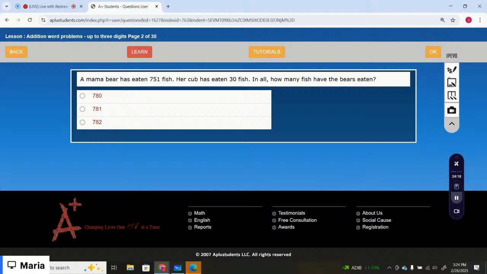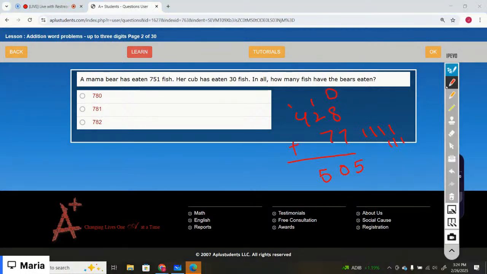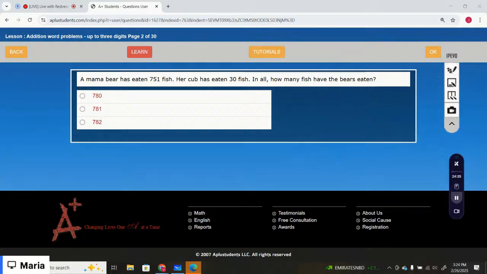751 plus 30. Just add. Start adding the ones. 1 plus 0 is 1. Then you have to add the tens. 5 plus 3 is 8 and 7. That is 781. Option number 2 is the correct option.